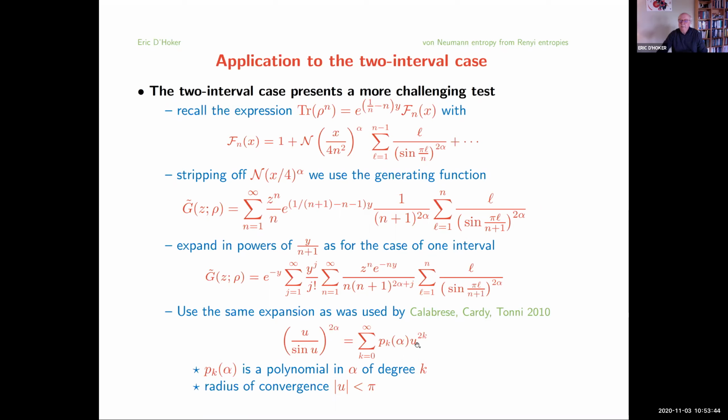And so you can actually expand this in powers of u. This is a very convergent series in u, even in u. The coefficients are polynomials of degree k in alpha. The radius of convergence is pi, and the reason is that that's the first singularity of the sine that you encounter. So this expansion was used by these authors as well, and we're going to use it also here.